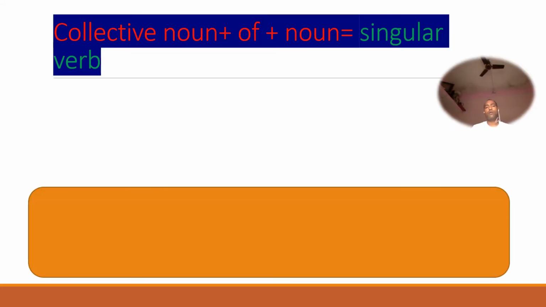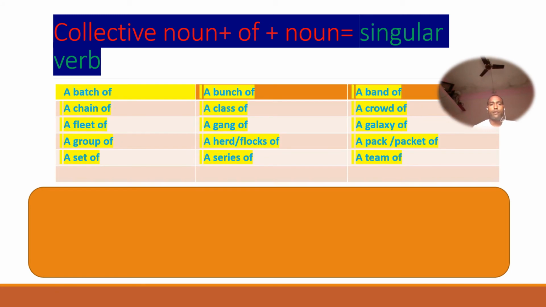Now we are going to learn another rule, that is collective noun plus of plus noun. If we have this case, then we use a singular verb, whether the noun is plural there or not. The noun will be plural there, but we have to use a singular verb. And what are the collective nouns?